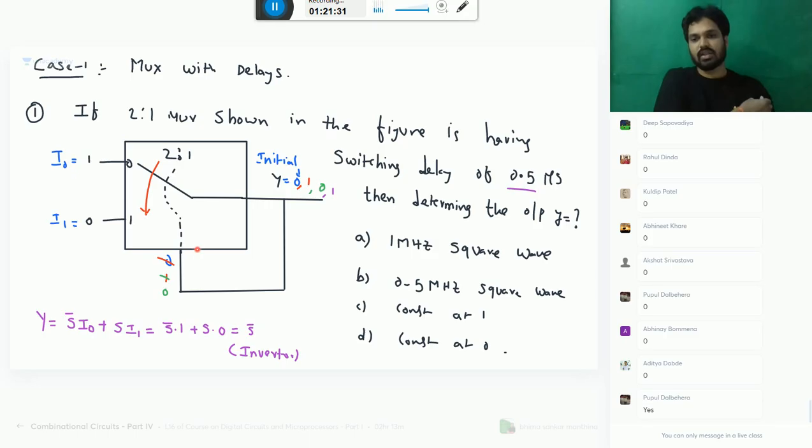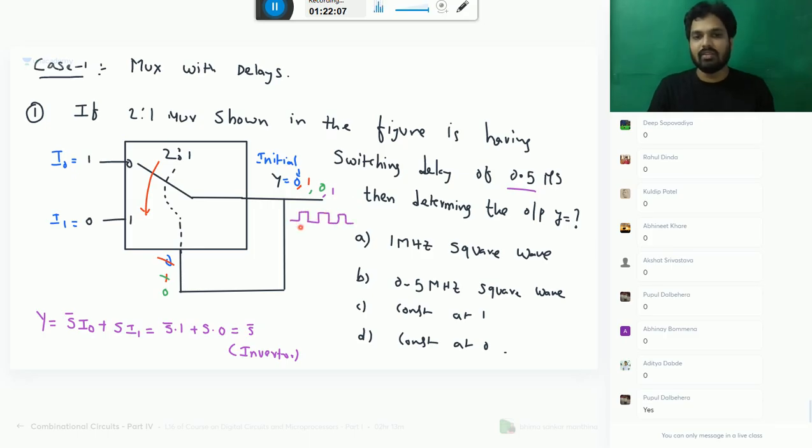I'm repeating, please understand. Two methods you can analyze this. First, initially assume some 0 or 1, your wish, randomly. 0 comes here, then the switch will be at I0. I0 is 1, so the data out is 1. That 1 will come here, then the switch will move to position 1, that is I1. I1 is 0, then the 1 becomes 0. Then 0 will come, again it will go to I0, that is 1 will come. So this is a continuous process of 0, 1, 0, 1, 0, 1. So your output will be toggling like this.